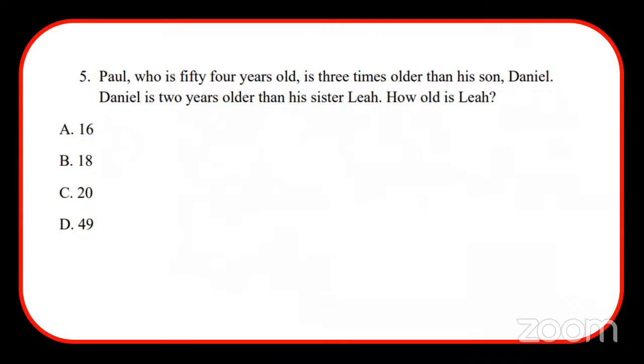Paul is 54 years old, 3 times older than his son Daniel. Daniel is 2 years older than his sister Leah. How old is Leah? All right. Now, Monica, it's very important that you know how to explain. So you gave me an answer. I don't know if your answer is right, because if I am not seeing any explanation, then of course I don't know if your answers are correct. Explanation is definitely what we want to see.